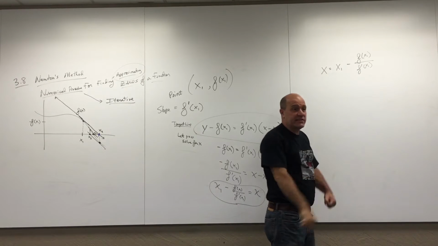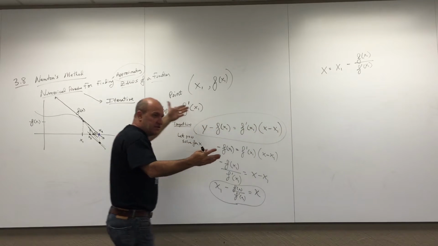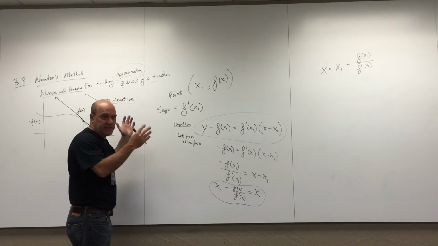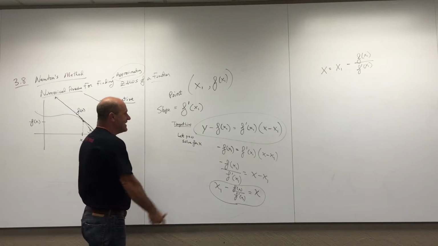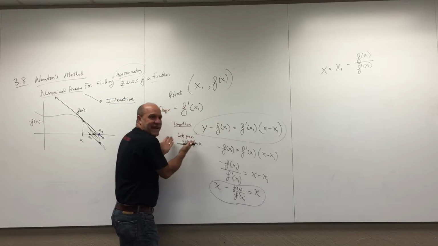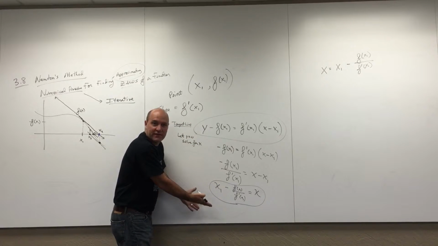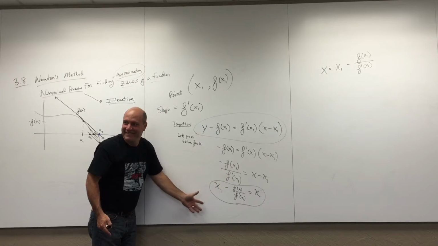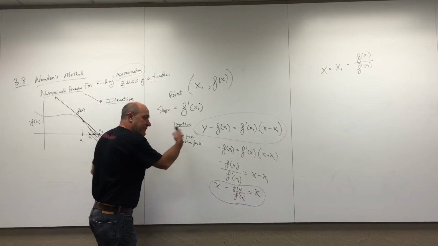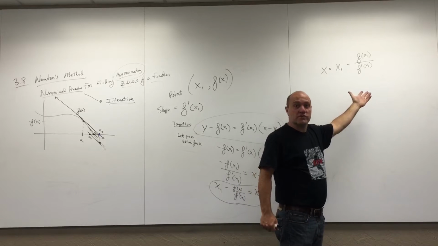Listen, I could have walked in and said, here's the formula, you guys. But I wanted to explain it to you, which I did. And the thing is, I don't explain stuff to you if I don't think you're capable of understanding it. You can understand this. It's the equation of a line, and we're finding the x-intercept. You can totally understand this. That's why I bothered to explain it to you. But the truth is, you don't have to understand it too much. This is your formula. This is Newton's method formula.